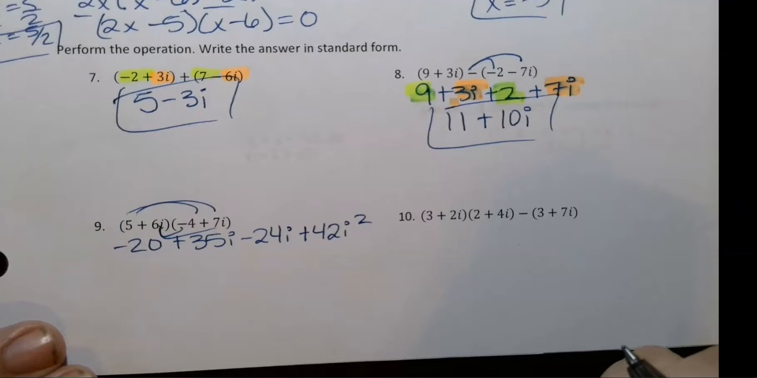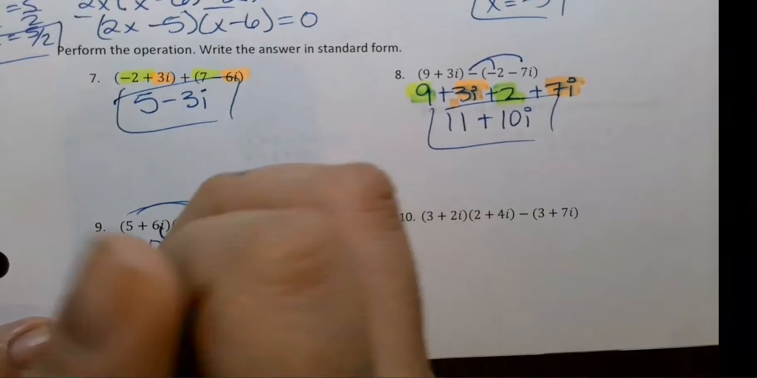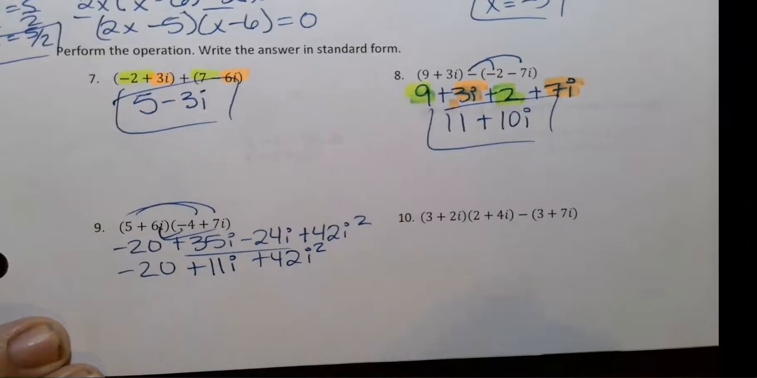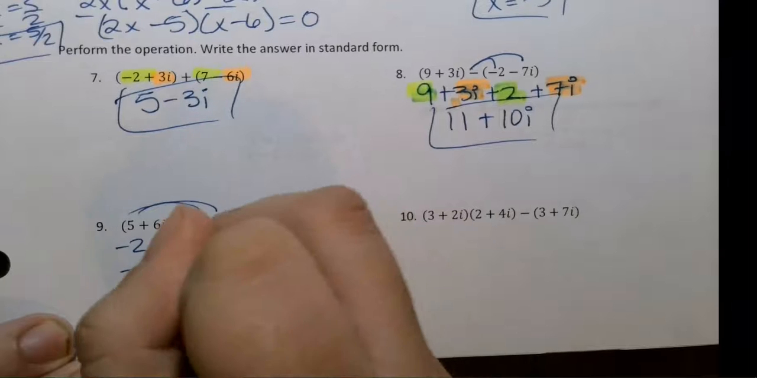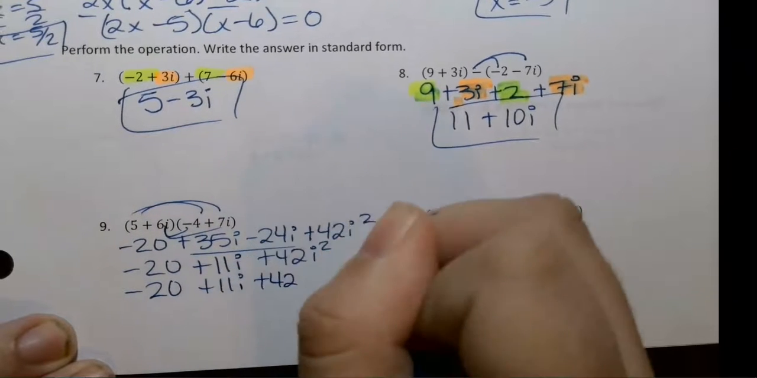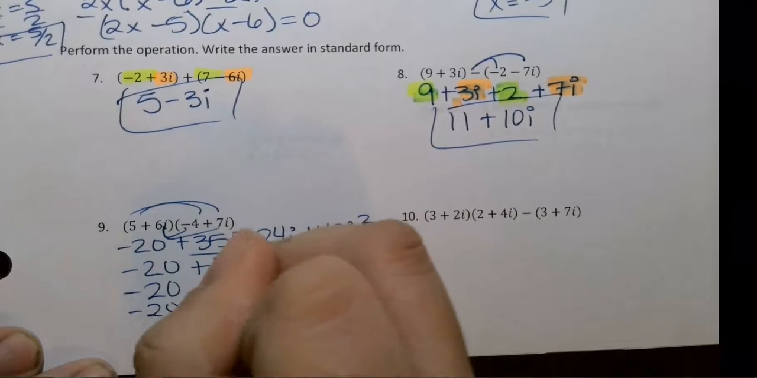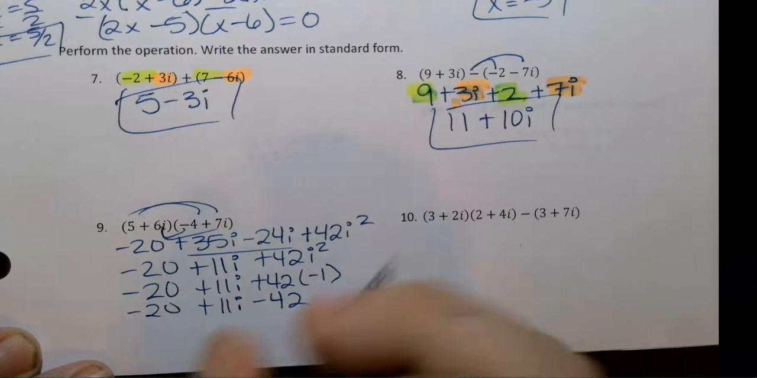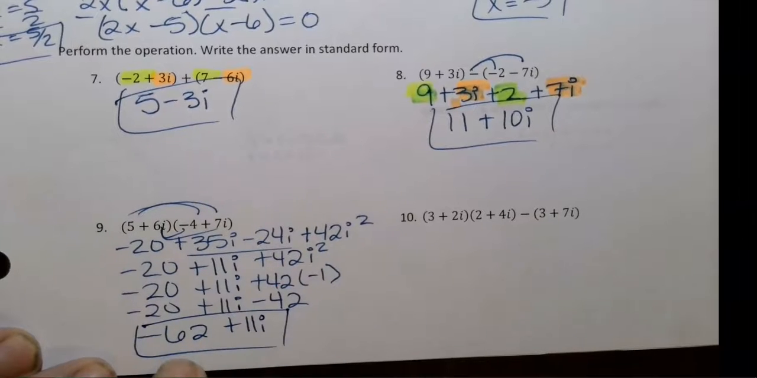I want to go ahead and combine like terms. I get negative 20. Those two in the middle are going to combine. 35 minus 24 is 11. Then I have 42i at the end, or i squared. Remember, whenever we have i squared, this turns into a negative 1. So then I'm going to go ahead and multiply those. Everything before that is still staying the same. I end up with negative 42, and I can combine that with the negative 20, which is going to give me negative 62 plus 11i. Remember, you always write the real part first and the imaginary part second.